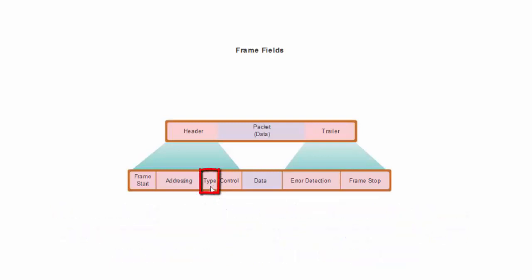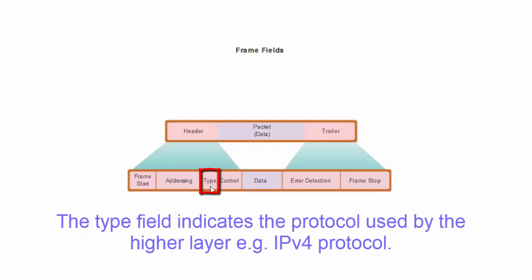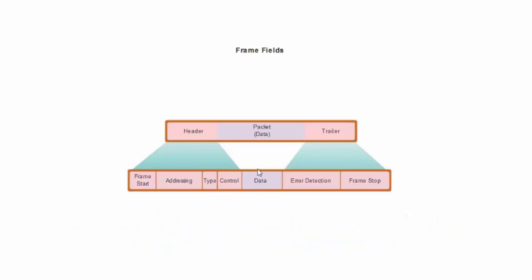This type field is very important because it indicates the protocol in the higher layer. So this type indicates the protocol in the network layer. So for example, if we use in the network layer IP version 4, this type field will include an identifier that this frame includes data which is formatted using IP version 4. If it's IP version 6, this type will have a different identifier to show that this data is formatted using IP version 6.